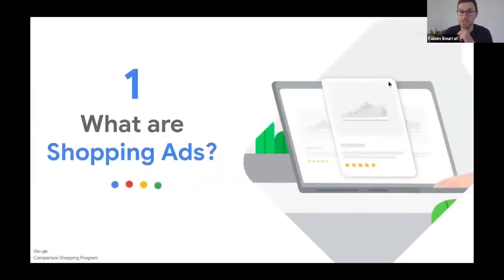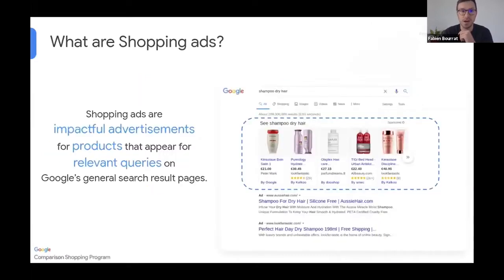So let's start with the basics. What are shopping ads? Shopping ads are impactful ads for products that appear for relevant queries on Google general search result pages. So if you look for a shampoo for dry hair, for example, you can see, as in the screenshots displayed on the deck, the shopping ads.